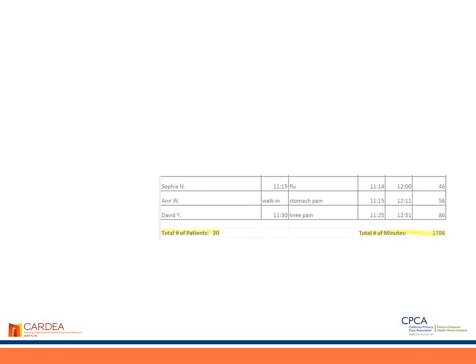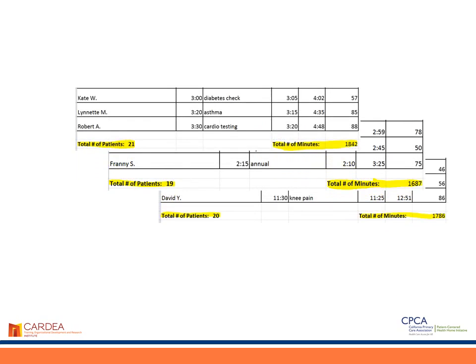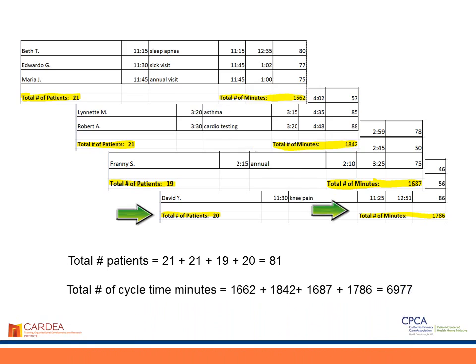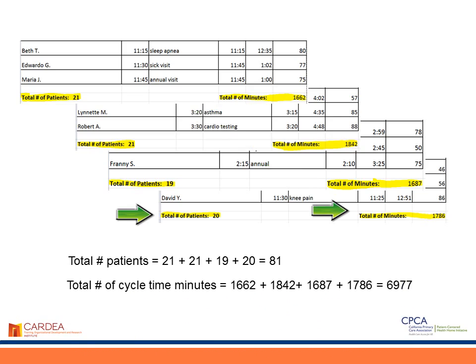For example, we're showing you the very bottom of 4 patient cycle time logs with their total minutes and patients highlighted in yellow. To get the average cycle time, you'll add the patient totals you see on the left, which are 21 plus 21 plus 19 plus 20, and that comes to 81 patients. And then you'll add the total minutes for each session, which are 1662 plus 1842 plus 1687 plus 1786, and that comes to 6,977 total minutes that patients were at your site over the course of the 4 sessions.